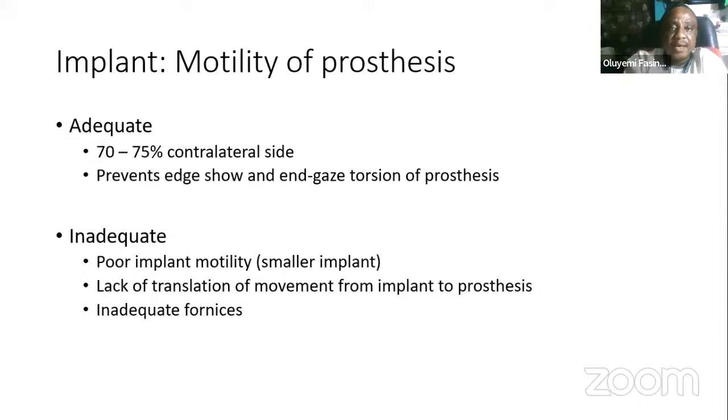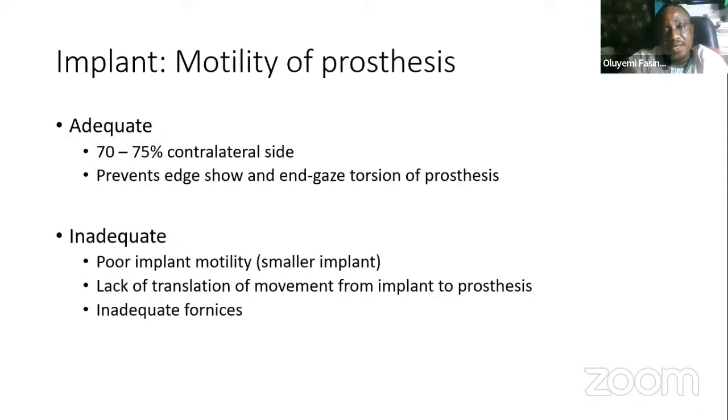Of course, the higher the percentage, the greater the better the outcome of the procedure in this patient. The idea is that with this, the edge show on the prosthesis is not that much, and the end gauge torsion of the prosthesis is minimal. Whereas in inadequate prosthesis mobility, there's poor implant mobility.